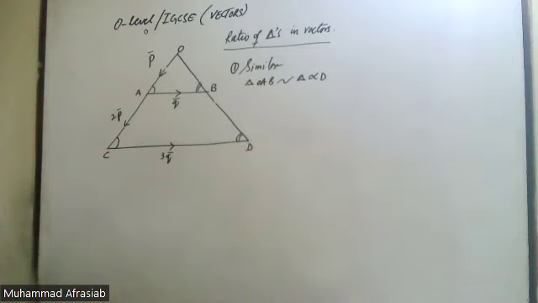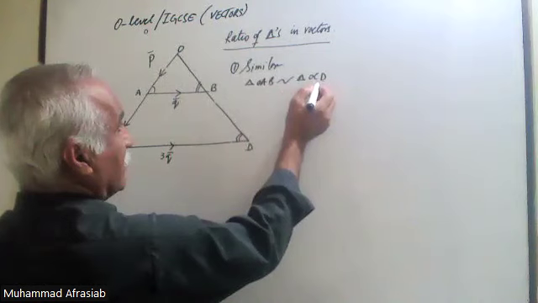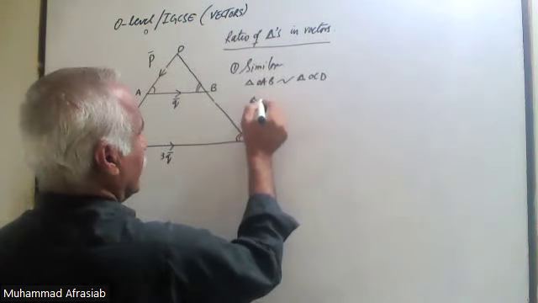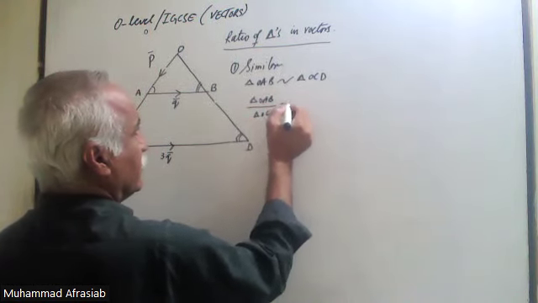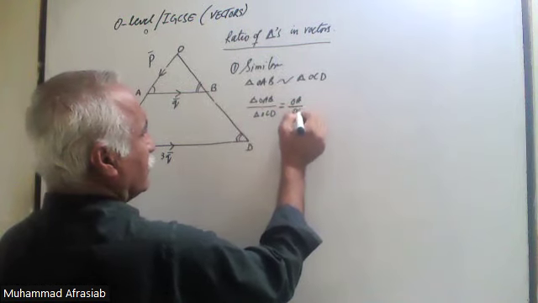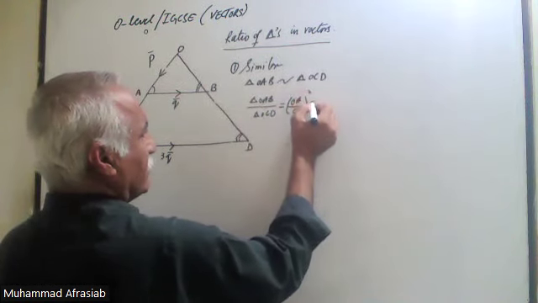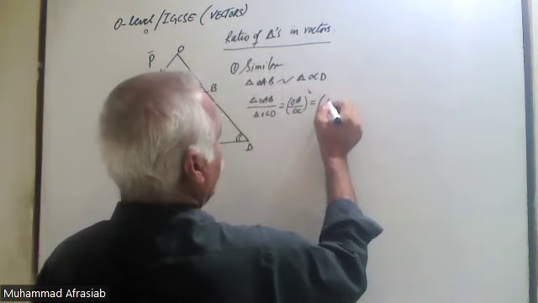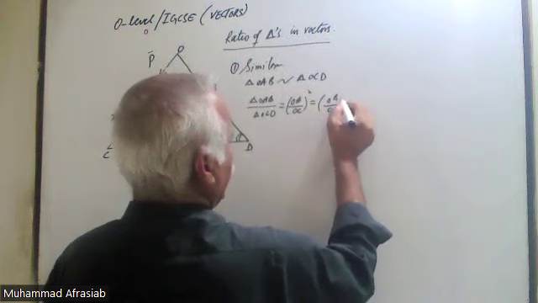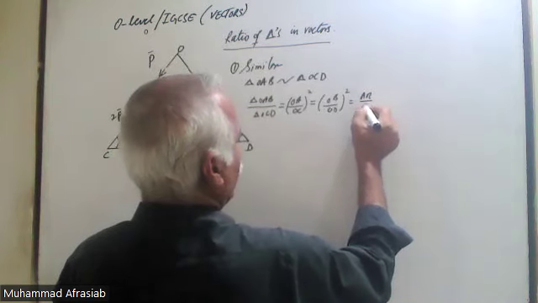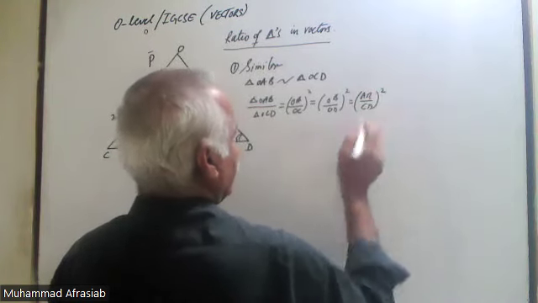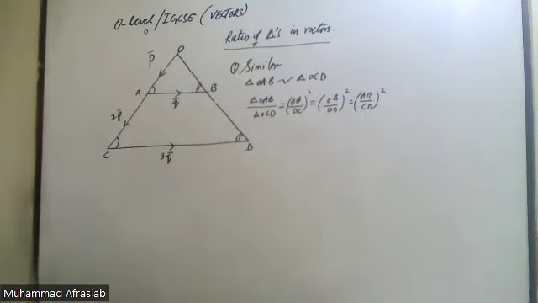So when they are similar figures, then the ratio between these two triangles will be triangle OAB over triangle OCD is equal to OA over OC whole square, or OB over OD whole square, or AB over CD whole square. So if any of these sides are shown to us and they are similar, then the ratio is the square of the ratio between their respective sides.